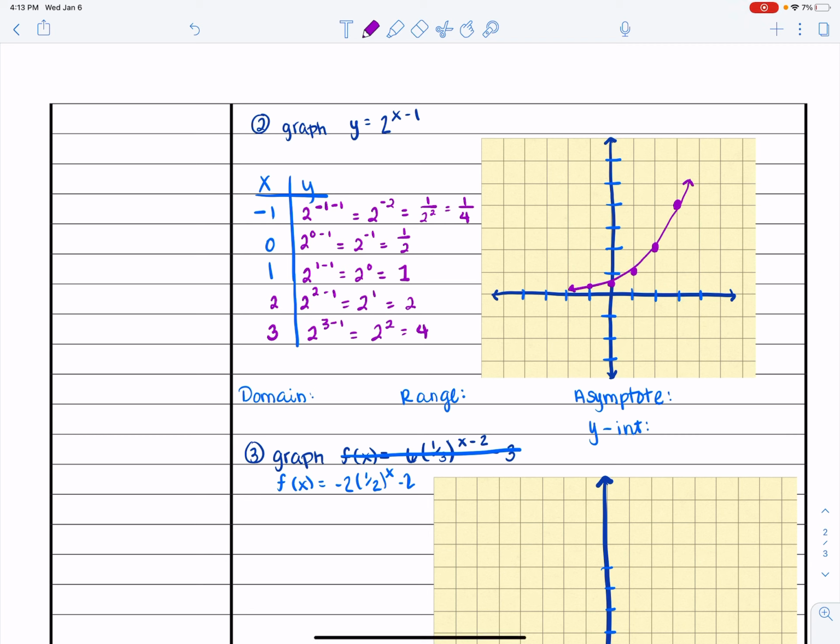Okay, the domain goes all the way left and all the way right. The range goes from 0 to infinity because the asymptote is at 0. So we are approaching 0, but we'll never touch it. Okay, the y-intercept happens at 0, 1/2.